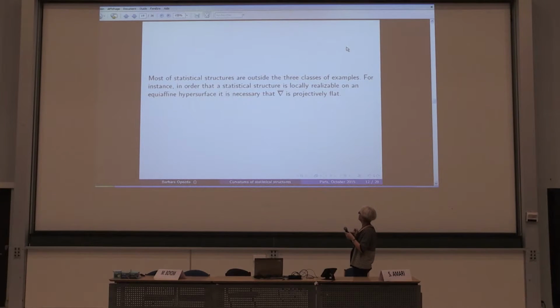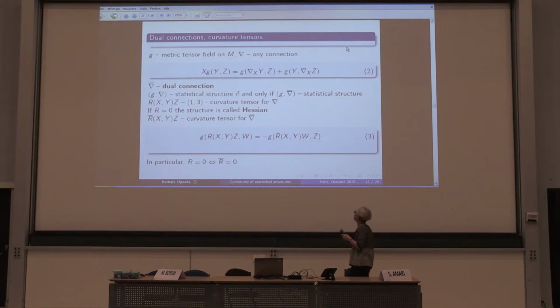Most statistical structures lie outside these three classes of examples. For instance, in order that a statistical structure is locally realizable on an equi-affine hypersurface, it is necessary that the dual connection is projectively flat, which is a strong assumption. Now I'll recall the definition of the dual connection. It has been used today, but I will use my notation here. If we have a metric tensor field on a manifold M, then for any linear connection, we can define its dual connection by formula number 2. So it's clear from this that the Levi-Civita connection is self-dual. If we have a statistical structure (g, nabla), then the dual structure (g, nabla bar) is also statistical.